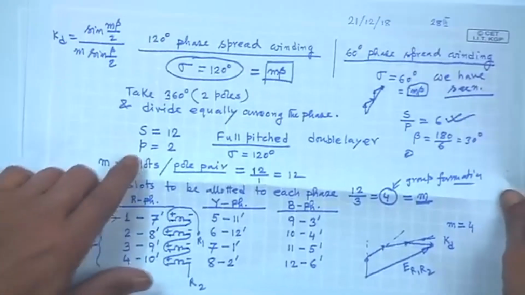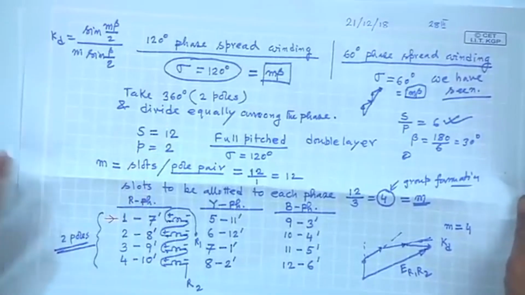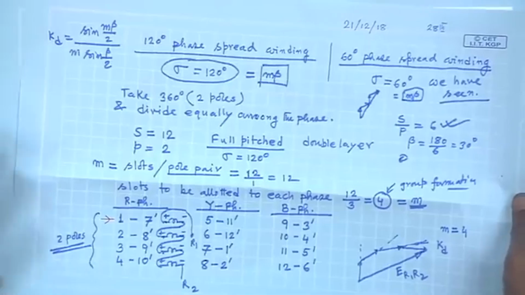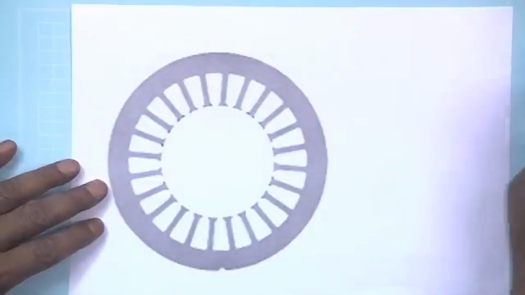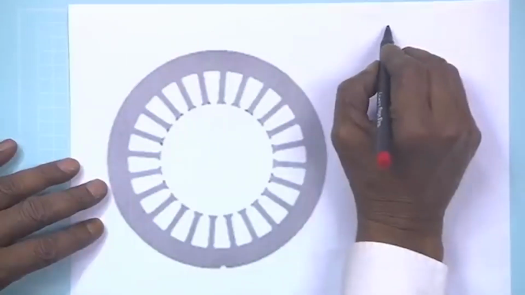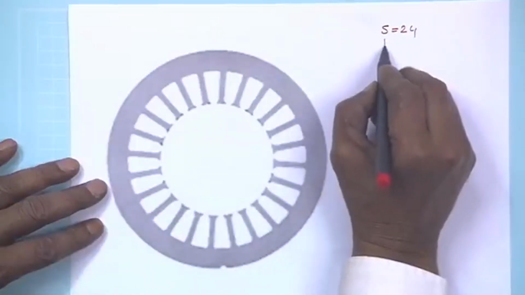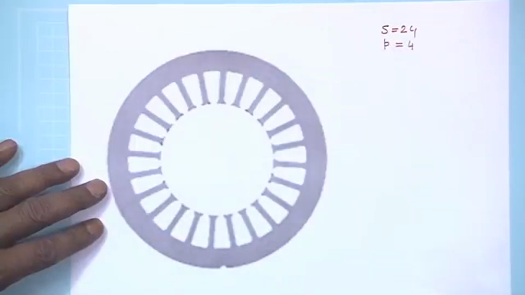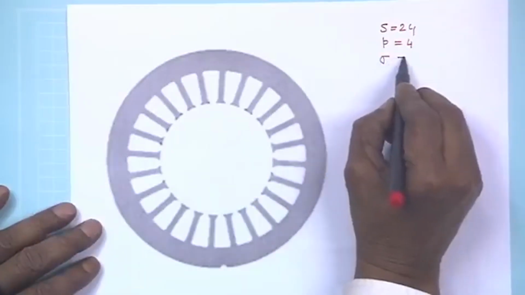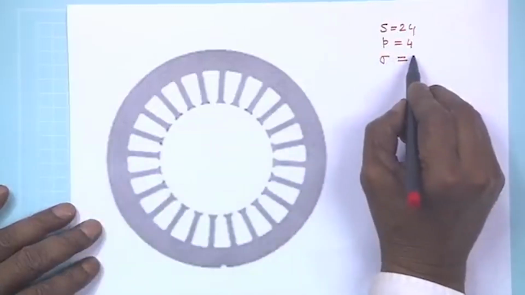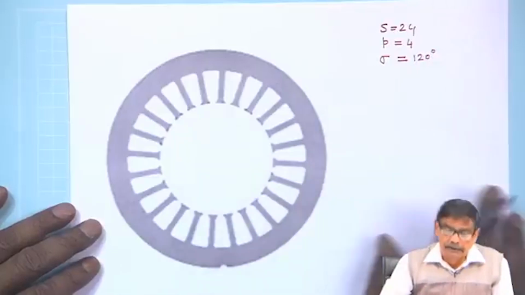Welcome to this next lecture, and we were discussing the 120 degree phase spread winding. So, we took a rather simple example with two poles. Well, if the number of poles is 4 and the slots are different, then how do we handle this? Suppose the total number of slots is 24, as shown here, and the number of poles is 4. And I want to do a winding whose phase spread is 120 degrees, all electrical.